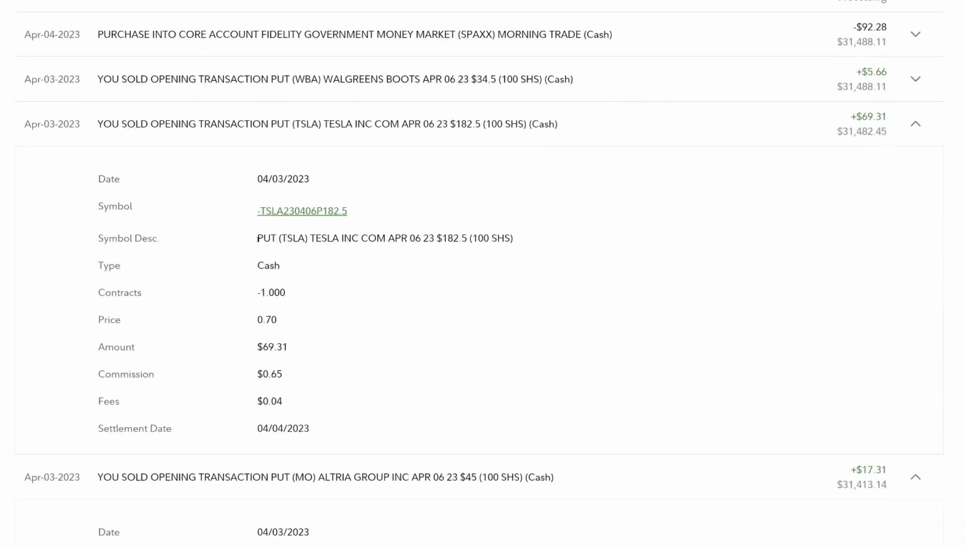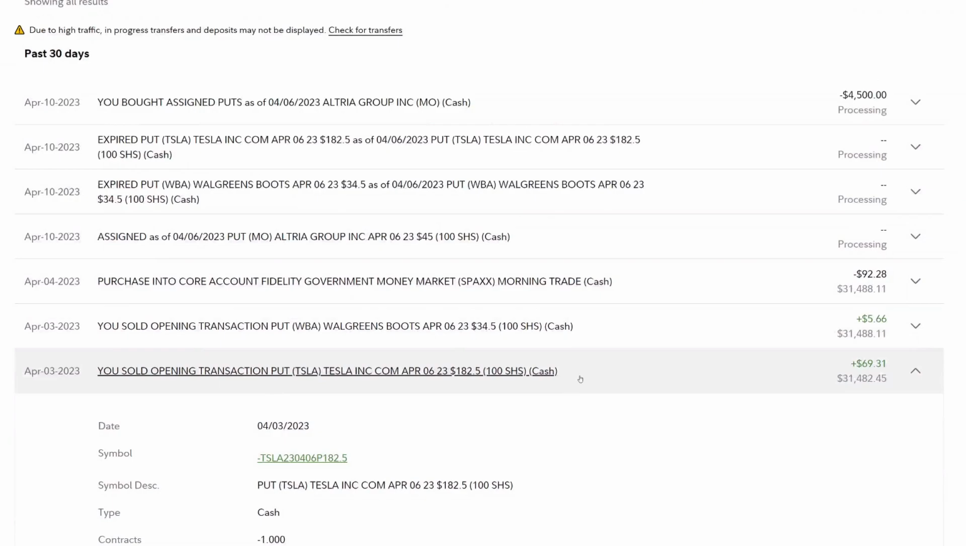The next one we did was Tesla. We sold a cash secured put on Tesla for an expiration of the 6th of April with a strike price of $182.50. From there, you'll see that we collected about $69.31 after fees. So that was pretty sweet.